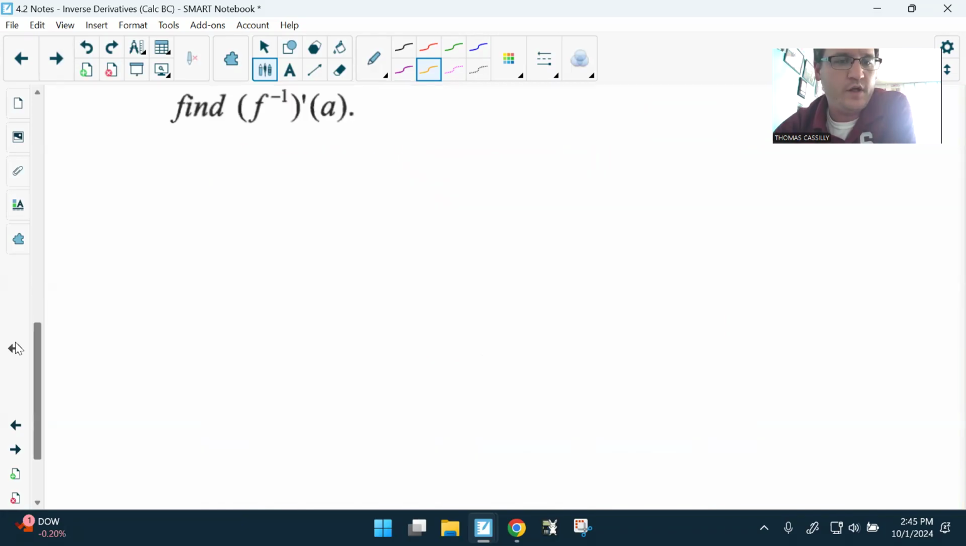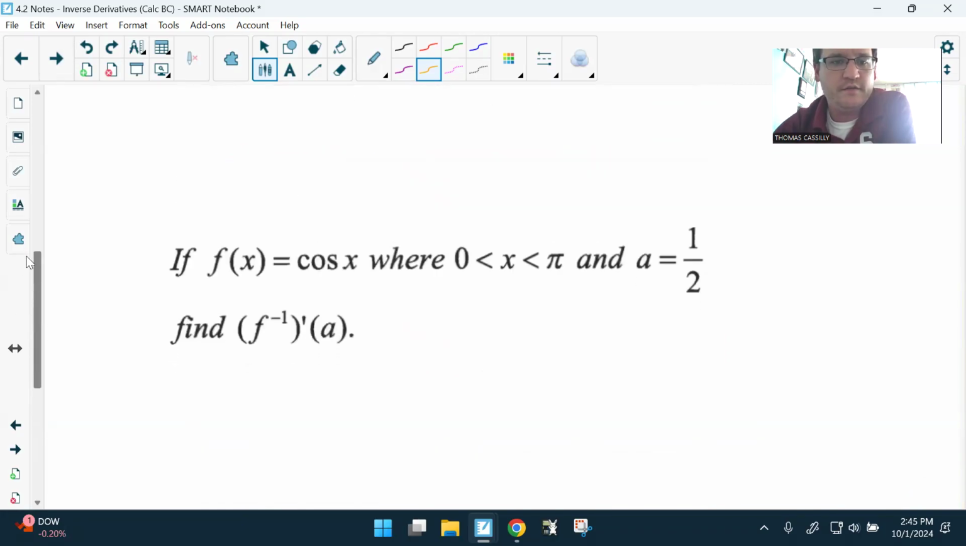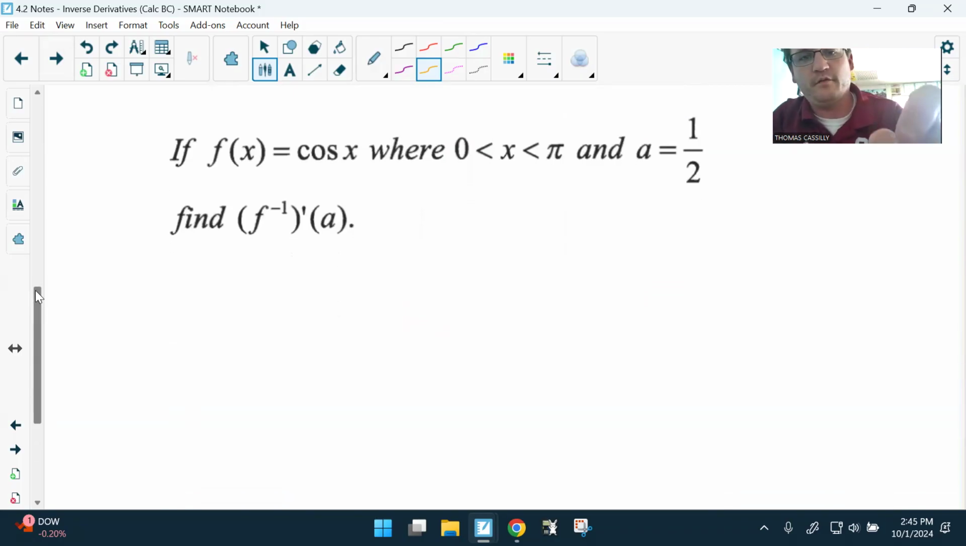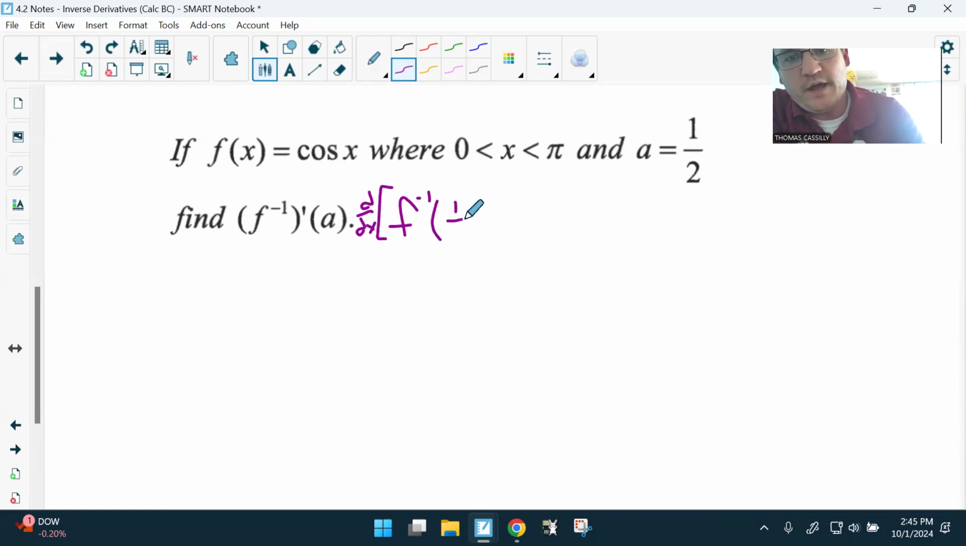Right, and here's the same one as well. But let's see. Can we do this one? Yeah, we can do this one. All right, so we're looking for the derivative of f inverse, so d/dx of, so they're saying do it when a is 1/2. All right, so we need to set this guy equal to 1/2. So let's just say, all right, 1/2 equals the cosine of x.